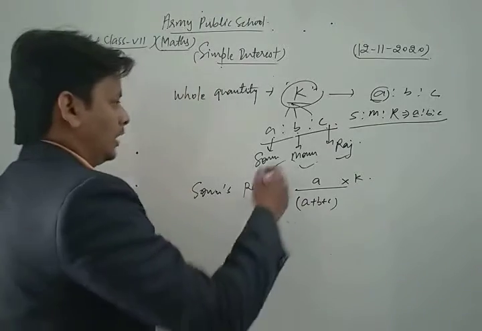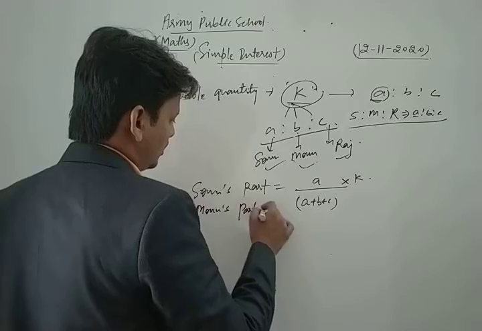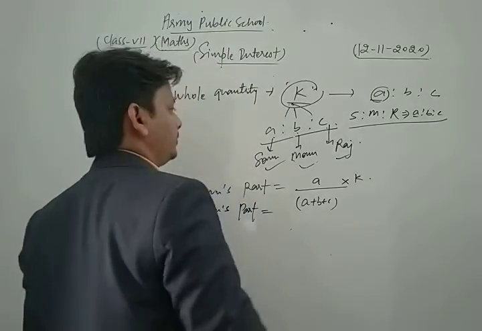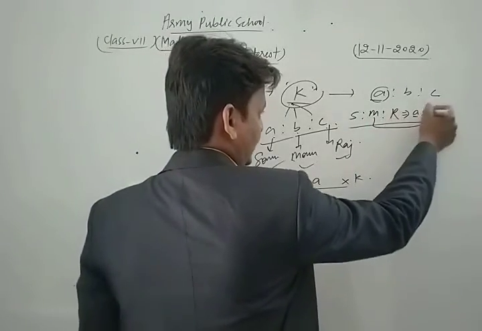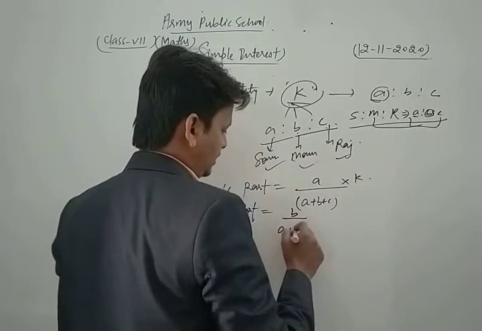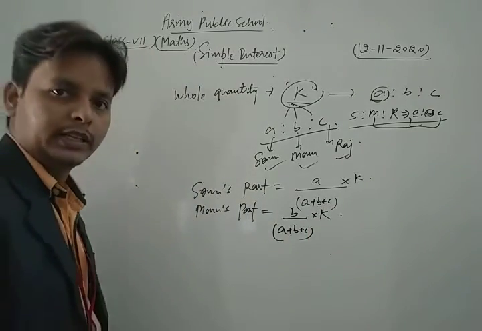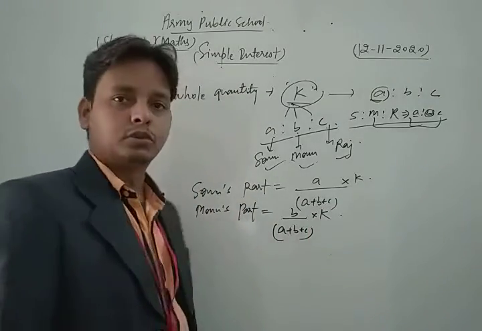Similarly, Monu's part will be what? Let's see. This is its ratio B upon the sum of ratios, means A plus B plus C, into the whole quantity K. Okay, this is the process to find Monu's part.